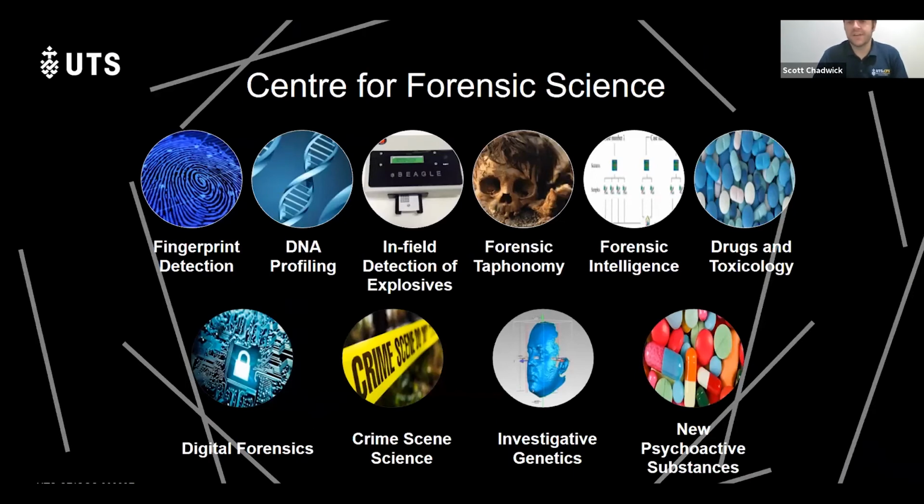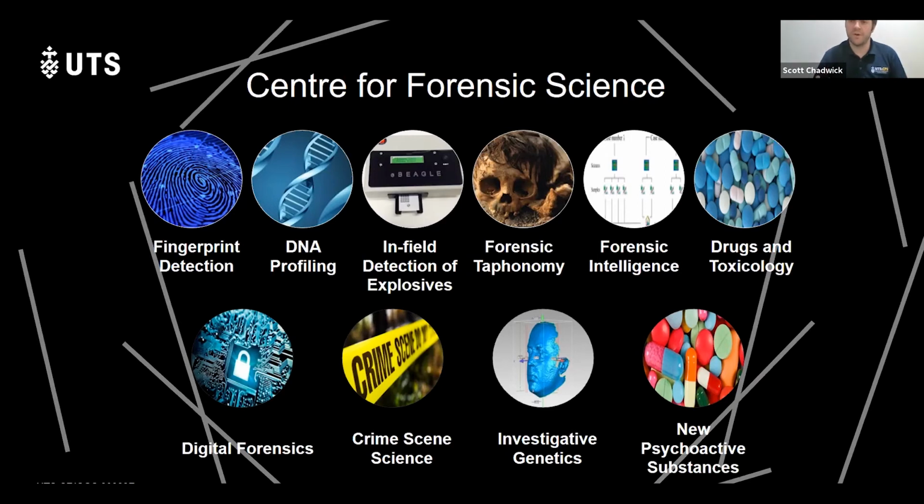To give you an understanding of what we do here at UTS, UTS has what we call the Centre for Forensic Science. Now, the advantage of being the first forensic science program in Australia is that we've had quite a lot of time to develop different areas of expertise. So here are just some examples of the areas where our academics are researching. We have quite a lot of researchers working in the areas of fingerprint detection and DNA profiling.